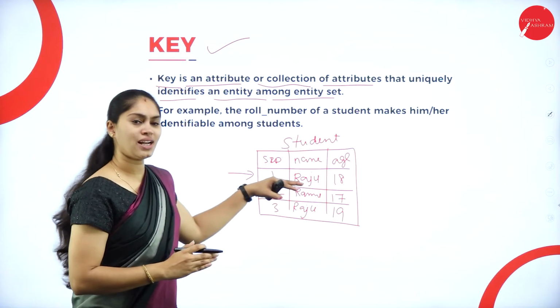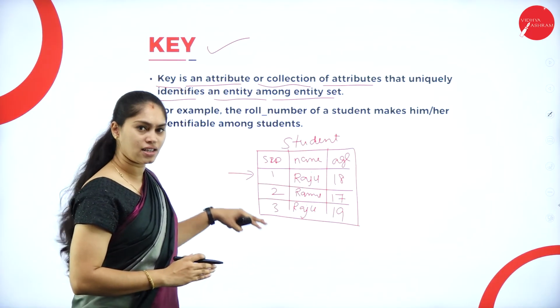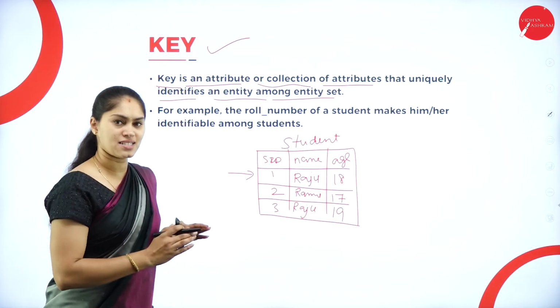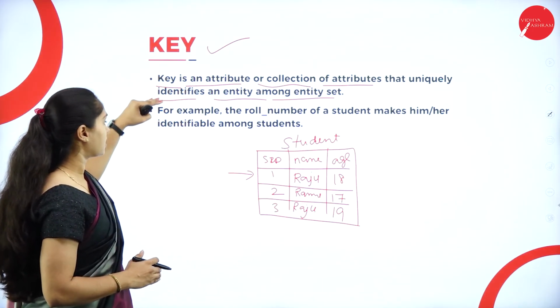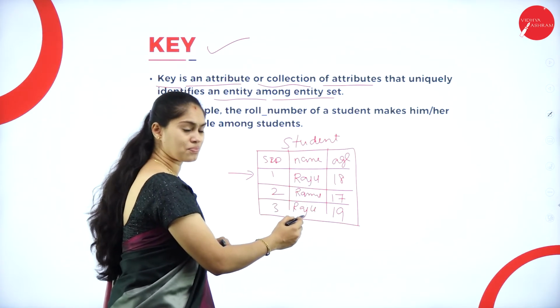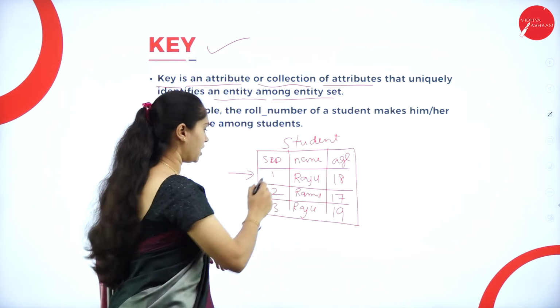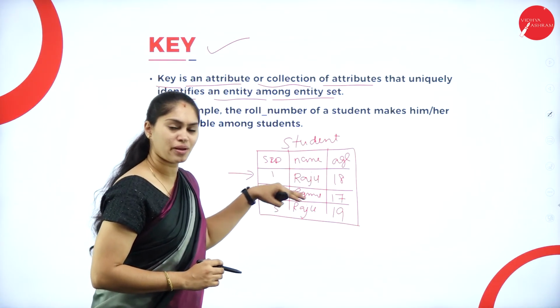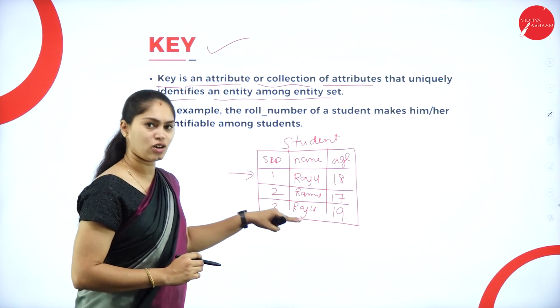If I want to uniquely identify any attribute or set of attributes of an entity in the entity set, then we have this key. If you consider these two Rajus, both have the same name, but their age is different, and even their ID is different. So if I change any content of this Raju, it should not affect the content of the other Raju.